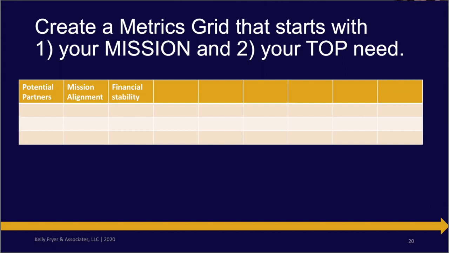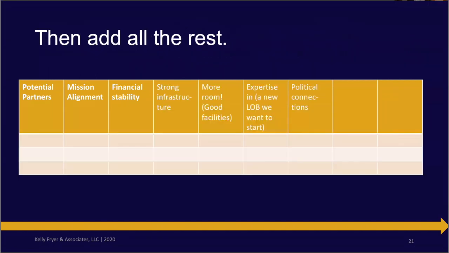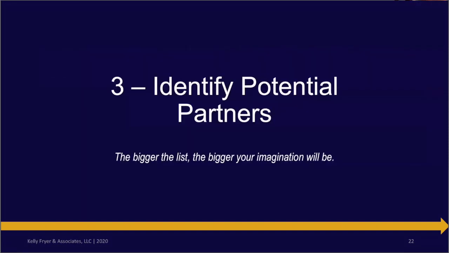I have financial stability there because that's the top need for so many organizations going through this process, but it might be something else. And then you add all the rest of the needs that you have identified as a core team. Put them across the top. Then you get to number 3, identifying potential partners.